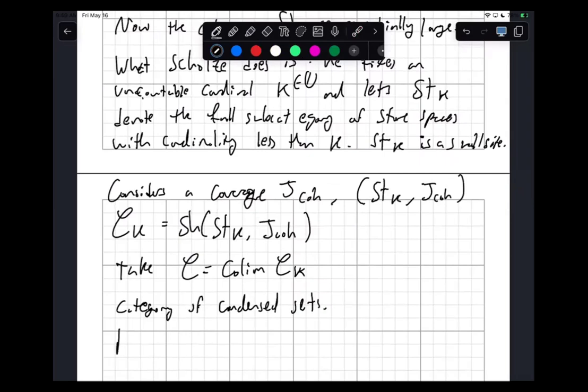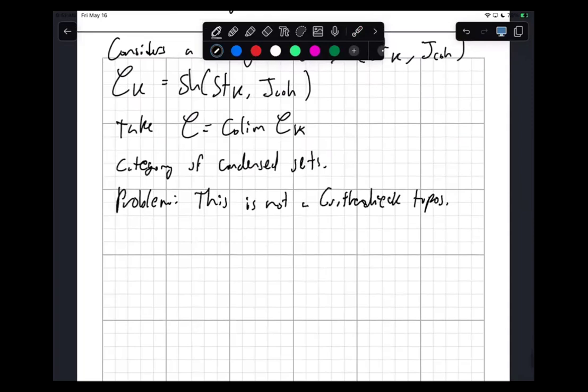Okay. Problem. This is not a Grothendieck topos. There's no small site whose sheaves are equivalent to this category. Okay. So that's how Schulze gets around it, but there's a trade-off. You don't get a Grothendieck topos anymore. Somebody else, Barwick and Haine, have an alternate solution.